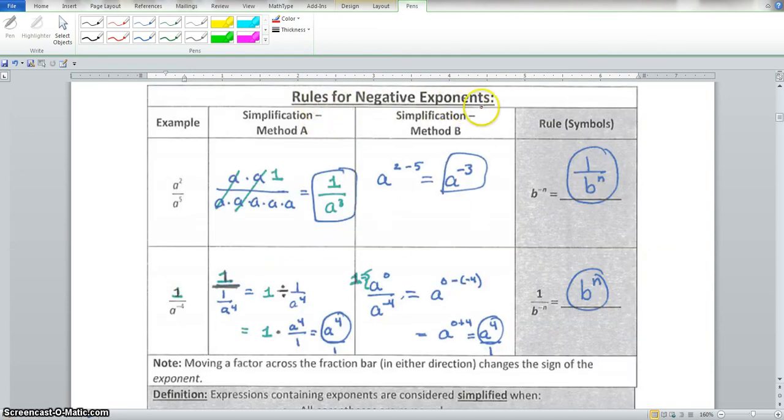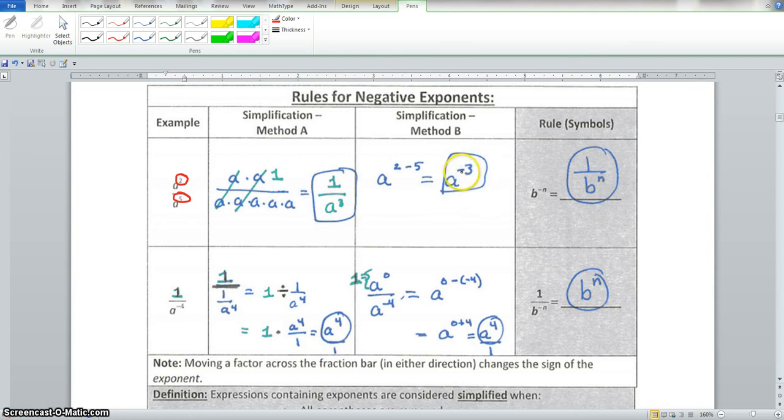Now we come to the rules for negative exponents. We have our examples here, a squared over a to the 5th, and we also have 1 over a to the negative 4. Now a squared we know is the same as a times a, and a to the 5th we know is equivalent to 5 a's. We simplify out these a's and we're left with 1 over a to the 3rd power. Now we can do the rule that we learned about dividing with the same base. You would take the top exponent minus the bottom exponent. So 2 minus 5 is negative 3.